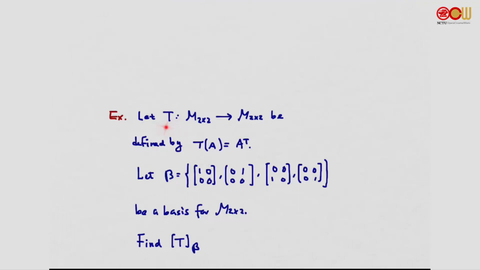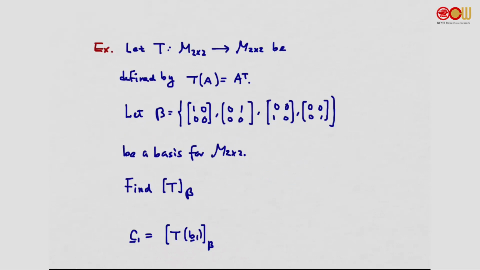An example. Suppose T is a linear transformation and linear operator on M_2x2, and it's defined by T(A) equals A transpose. And we know this is a basis for M_2x2.